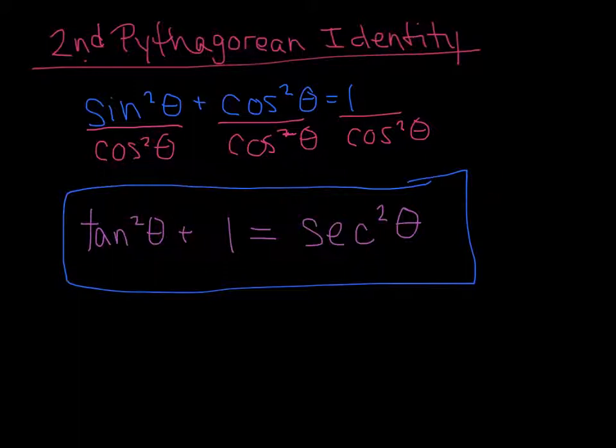Honestly, as long as you remember sine squared theta plus cosine squared theta equals 1, this first Pythagorean identity, is the one that's used most often. Or they could put in x's instead of thetas. They could put in any variable that they want instead of thetas. But as long as you remember that one, you can change sine squared into tangent as long as you divide every term by cosine squared. So that's the second Pythagorean identity.